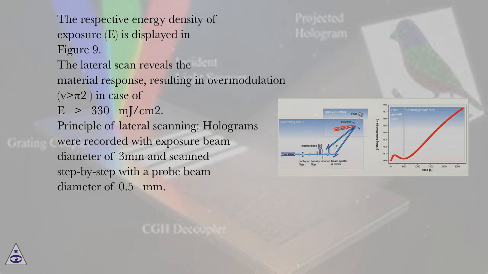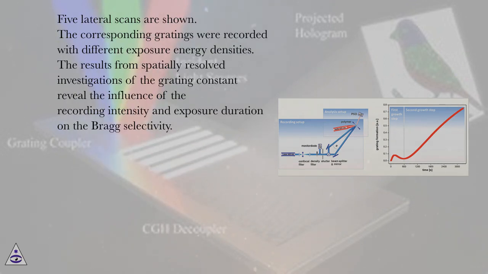The lateral scan reveals the material response, resulting in overmodulation, nu greater than pi/2, in case of E greater than 330 mJ/cm2. Principle of lateral scanning: holograms were recorded with exposure beam diameter of 3 mm and scanned step by step with a probe beam diameter of 0.5 mm. 5 lateral scans are shown. The corresponding gratings were recorded with different exposure energy densities.